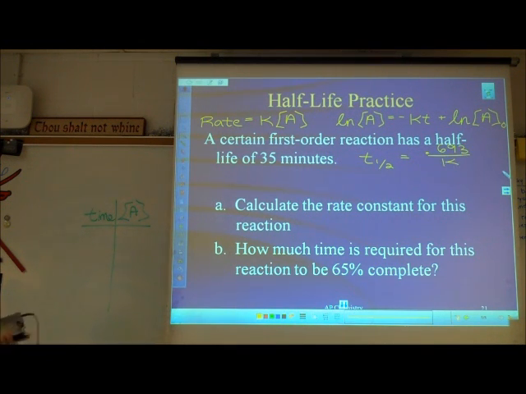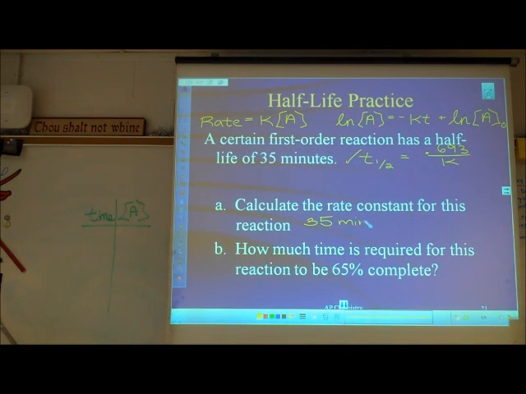Okay? So I haven't even read the problem. I'm just saying, what are my options? A certain first-order reaction has a half-life of 35 minutes. Well, since they've said the term half-life, I'm probably using this equation right here. Calculate the rate constant, meaning find a value for K. Can I do that using this equation right here? Yes. Okay, let's do it.